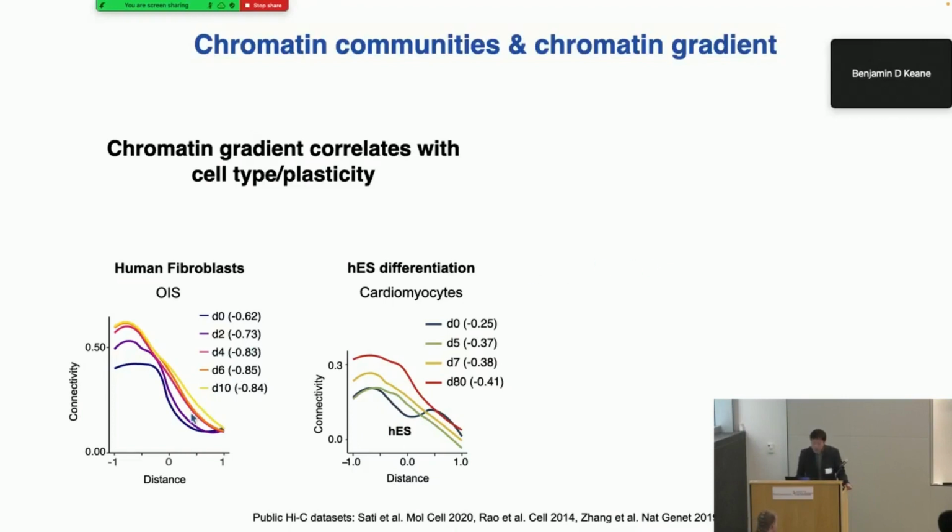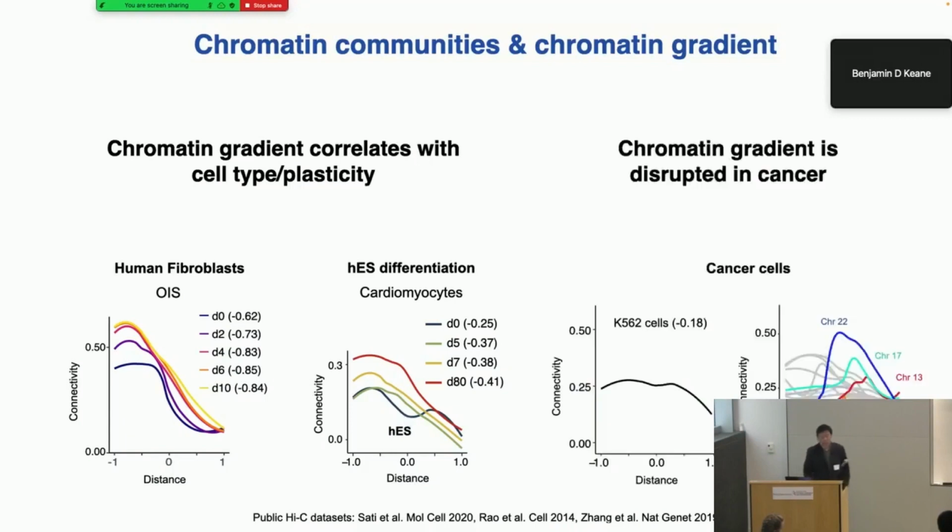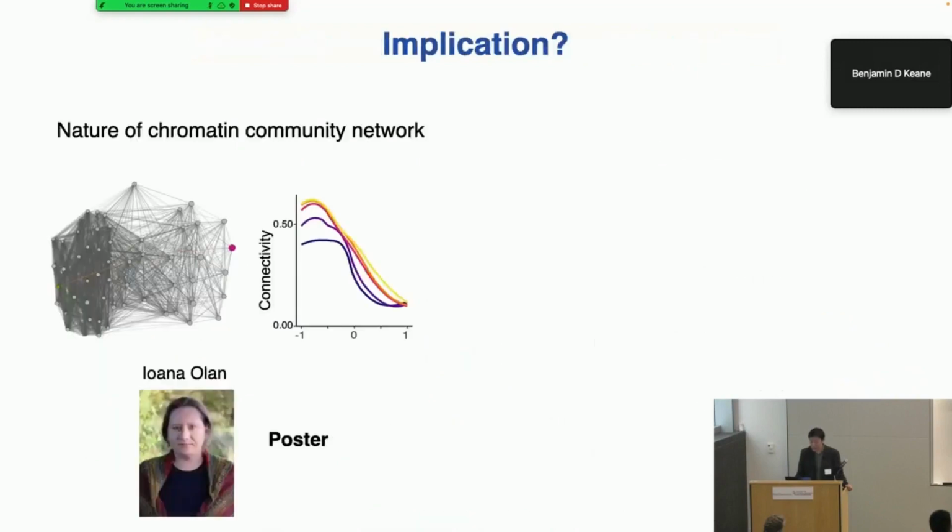But anyway, in this case, in the oncogene-induced senescence time course, you see the increasing of the gradient. Human ES cell differentiation, you see a similar thing. If you look at cancer, this is all disrupted. This is all genome-wide, all chromosome average. But if you look at individual chromosomes, some chromosomes are even the other way around. It's opposite. Something is going terribly wrong in some types of cancer. But what's the implication? We're still struggling. It's great to discuss with you guys.